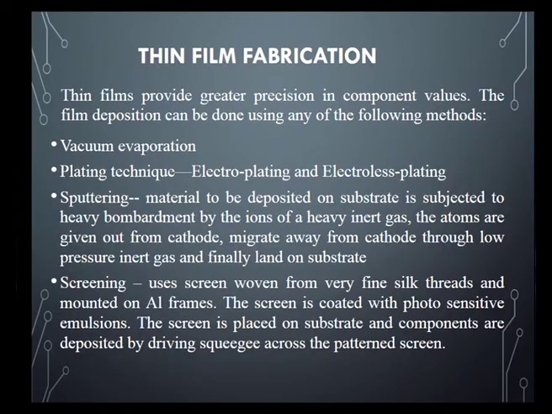The last step involved is screening. This screening uses a screen woven from very fine silk threads and mounted on aluminum frames. The screen is coated with photosensitive emulsions. The screen is placed on the substrate and components are deposited by driving a squeegee across the pattern screen. Using screening, we can achieve the fabrication of different electronic components on the aluminum coating.